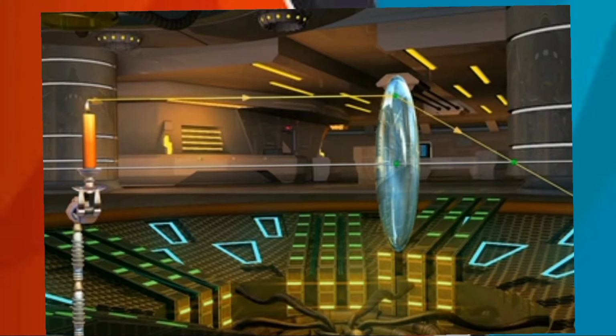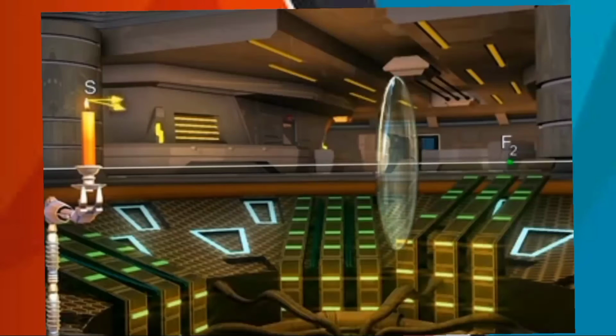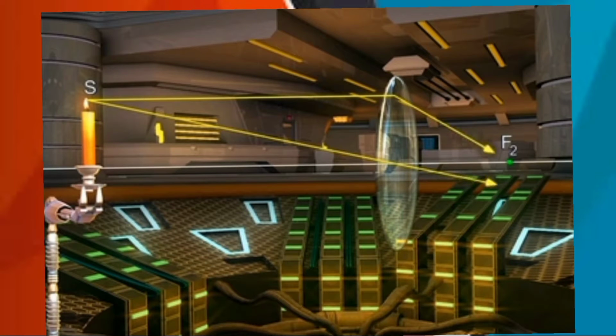Another ray from the top of the candle passes through the optical center O of the lens and travels straight to intersect the previous ray at point S'. An image is formed at this point where the two rays coming from the object intersect each other. Thus, we have seen how an image is formed in a convex lens.